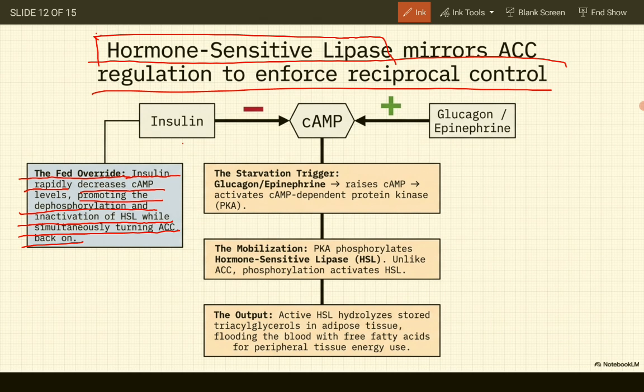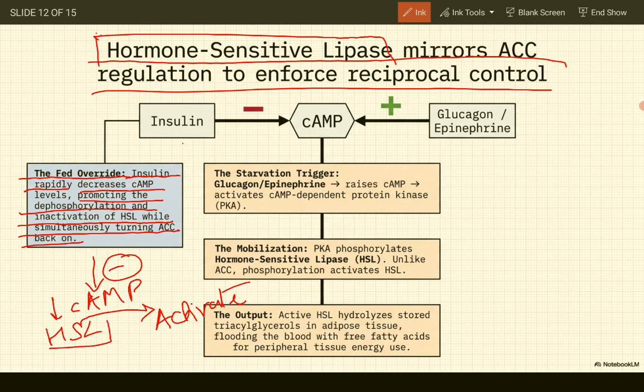So insulin negatively affects cyclic AMP production, and cyclic AMP production is reduced. When cyclic AMP is reduced, then the hormone sensitive lipase is inactivated.